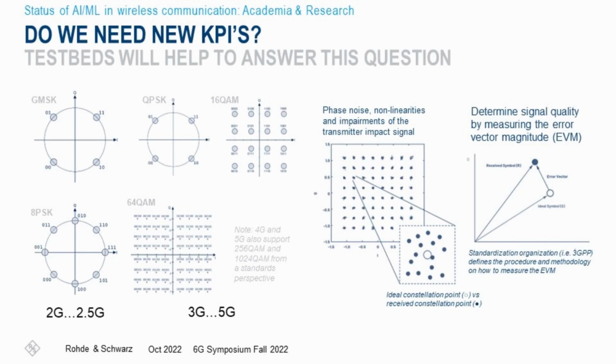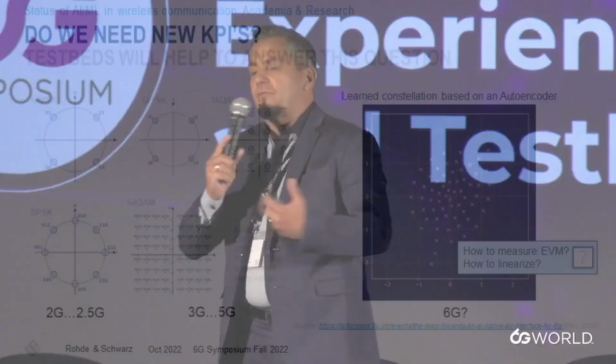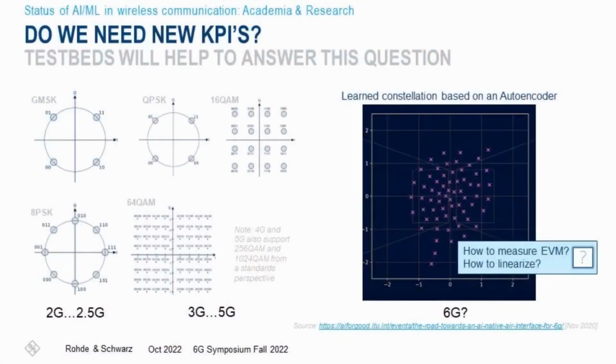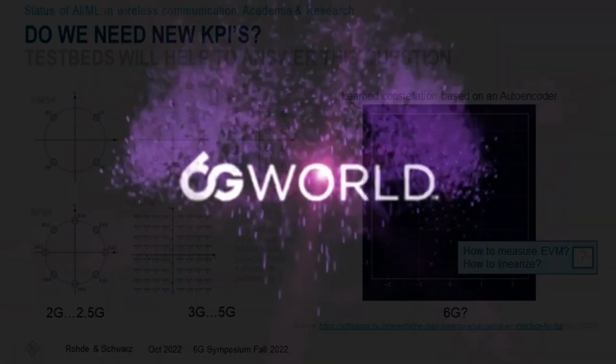So if you just think that ultimately 6G might be looking something like that, then the question should be allowed: how do we measure EVM and how do we linearize that? Because you don't know, because we have so many players, infrastructure, chipset, modem, OEMs, everybody comes up with a different model, yeah, a trained model, based on a different architecture. So does it all look the same for the same conditions? How do we quantify that, how do we estimate performance?